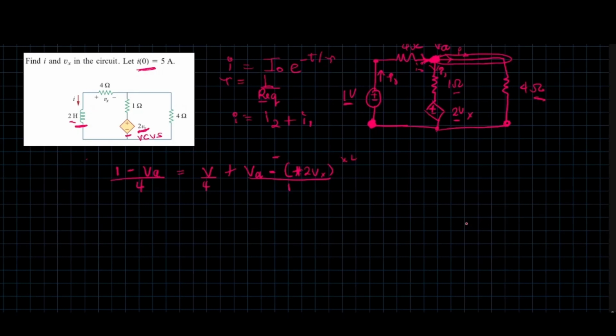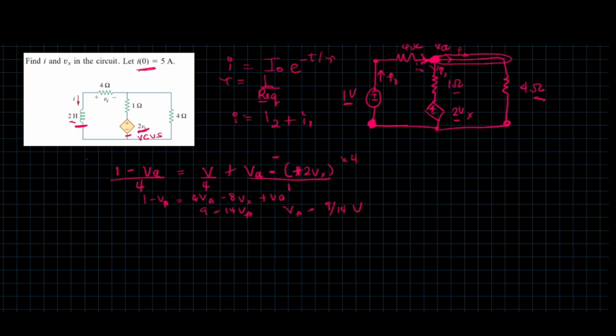Now I'll simply multiply through the equation by 4 to simplify the equation. It's going to become 1 minus VA equals 4VA minus 8Vx plus VA. We simplify this equation, then you're going to have 9 equals 14VA. That means VA is going to be equal to 9 over 14 volts.